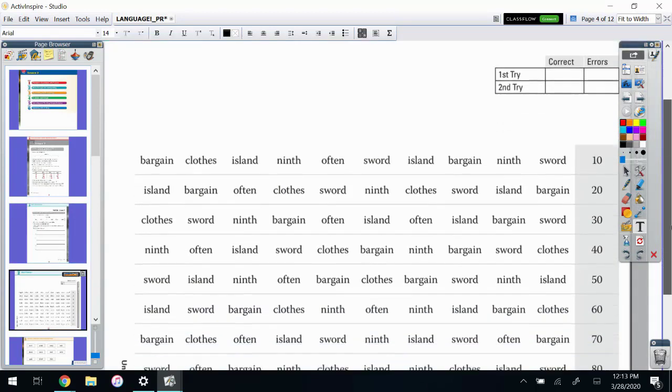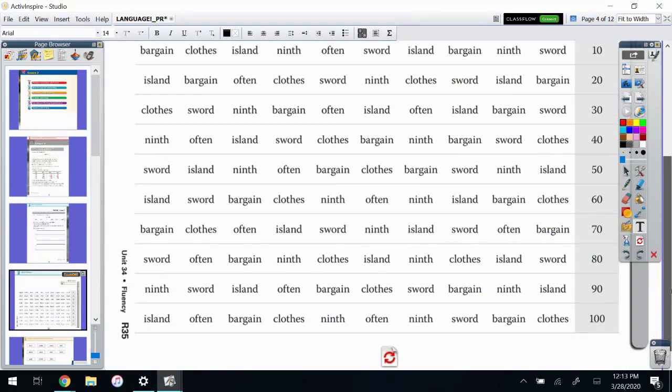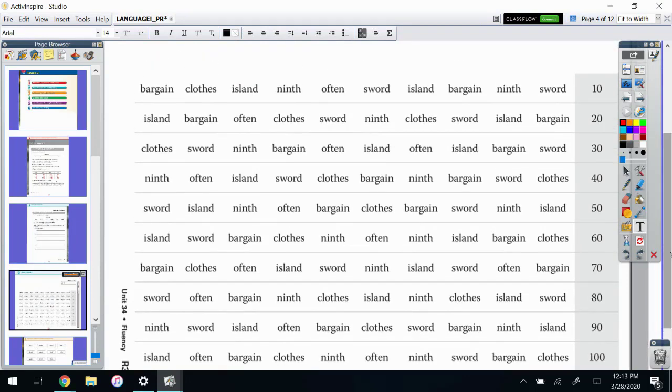Next, we're going to look at word fluency. This is page R35 if you have your interactive textbook. If not, I just want you to follow along while I read. Then I want you to record yourself reading and either email the recording to me or upload it to Google Classroom. Record yourself reading the entire page. The words are bargain, close, island, ninth, often, sword, island, bargain, ninth, sword. These are the words that you just used as your essential words in the sentences on the page before. Go ahead and record yourself now.